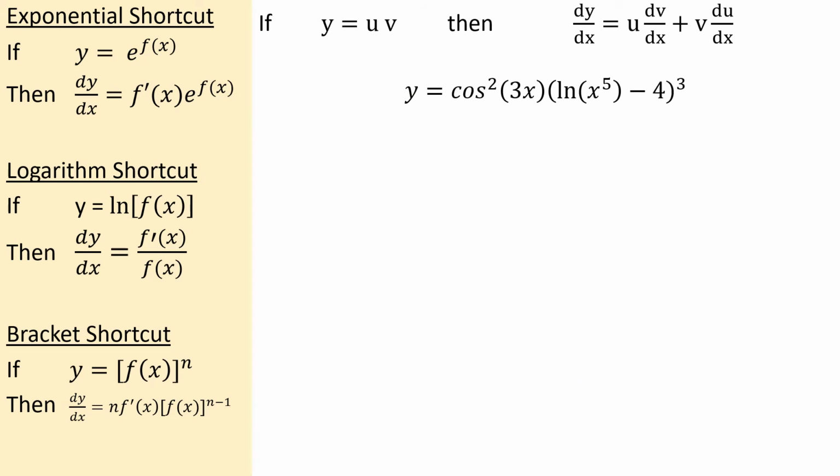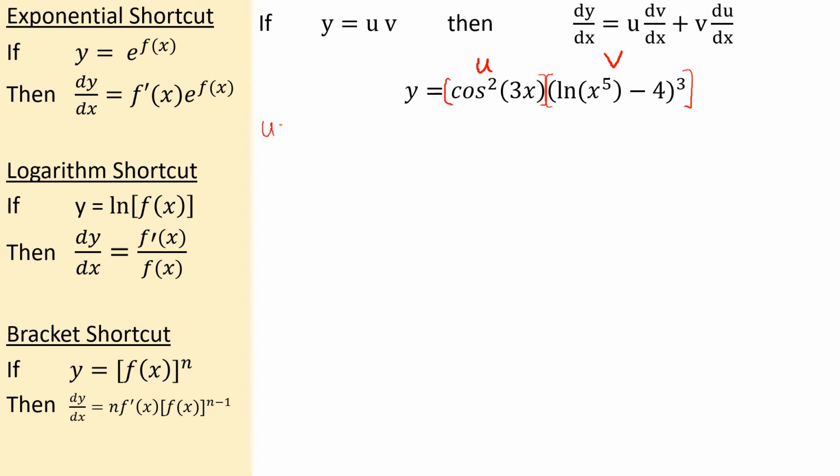Very welcome to have a go first, but I'm going to go straight ahead with it, I think. So in this case, we have got two clear functions for our u and our v. We've got the cos squared of 3x, and we've got this bracket over here. Let's try and work out du by dx.